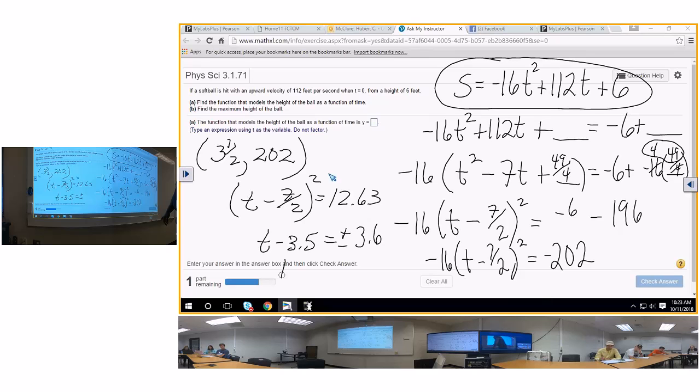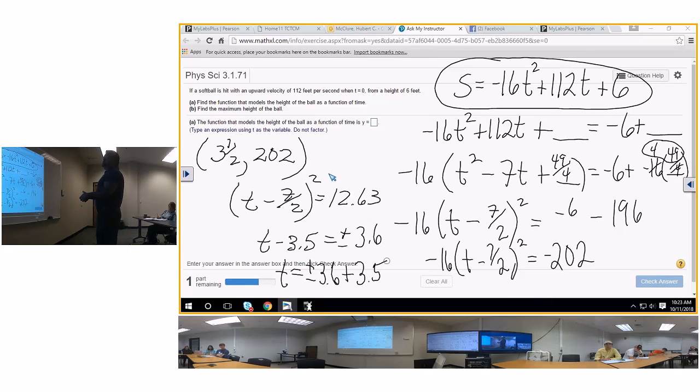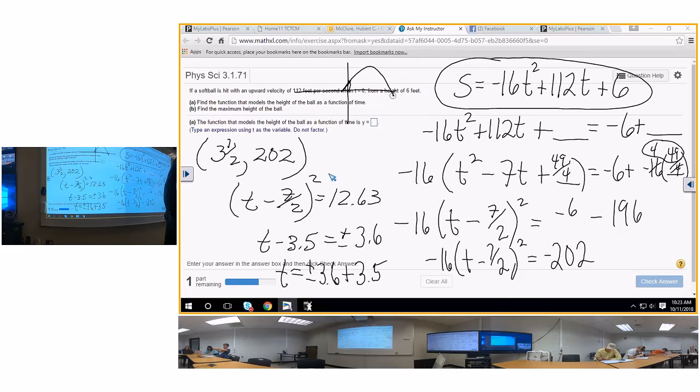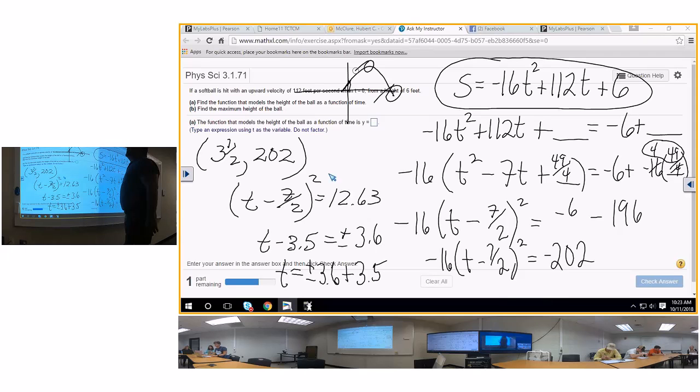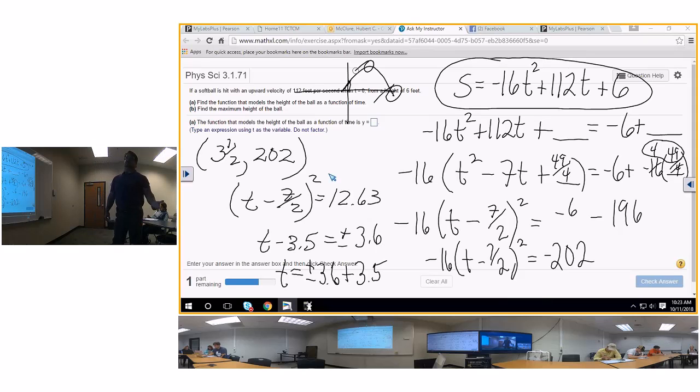So T is equal to positive or negative 3.6 plus 3.5. Now, do we need the negative? No. Why? Because you're not throwing backwards. We don't care where the x-intercept is behind you. Technically, if you draw it, you're standing right here at 6 feet, and you don't need to know what's behind you. You want the one where it hits the ground, because you already found out where the highest point is.